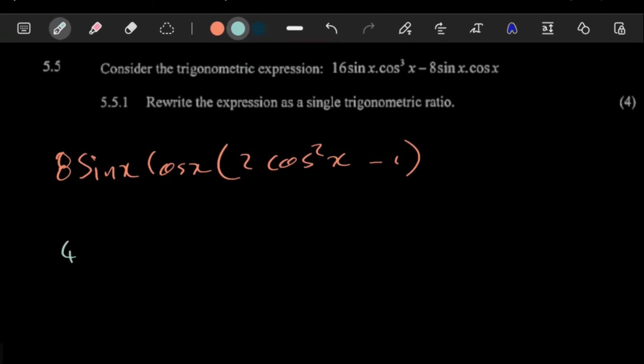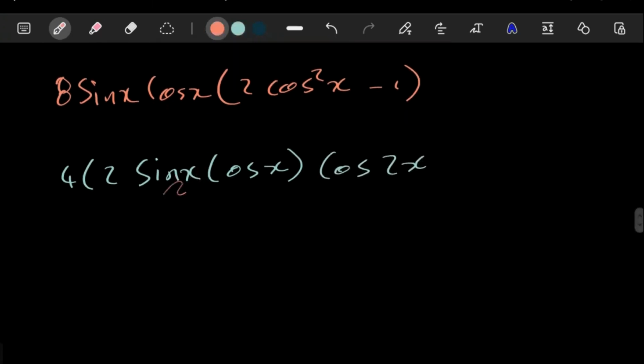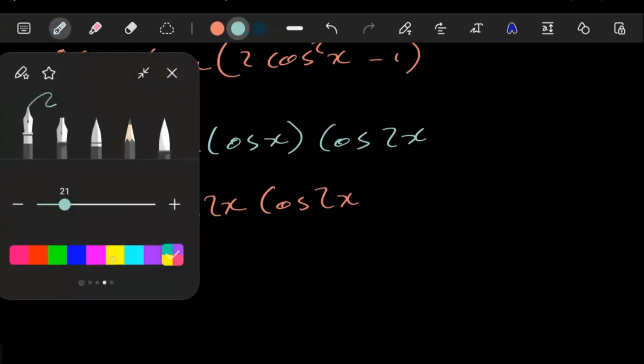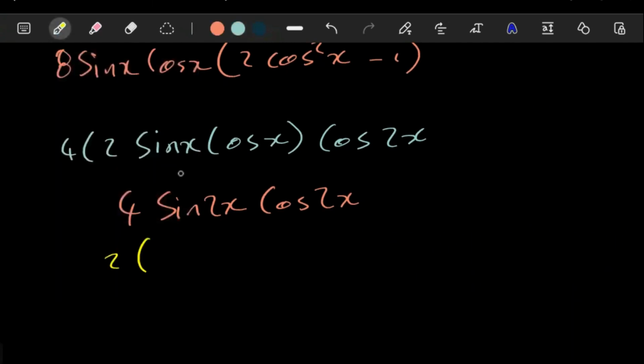This has the resemblance of the double angle of sine. If you take out a 4, you're going to have 2 sine x cos x here. Here, this is purely the resemblance of the double angle of cos. So you can just put your cos 2x. And then funny enough, this you can change to sine 2x. This is still just cos 2x. The 4 is still in the front. Funny enough, this all looks like the double angle of sine if you take out a 2. So you're going to have your 2 sine 2x cos 2x.